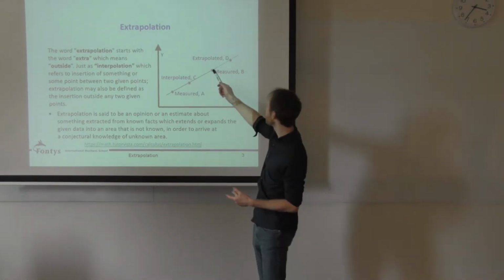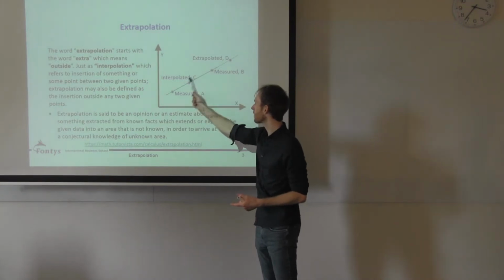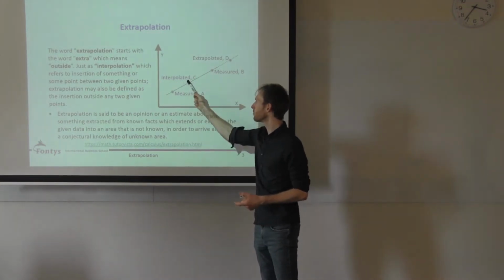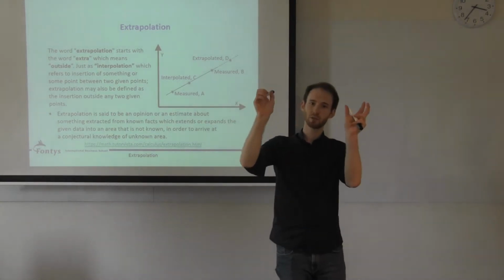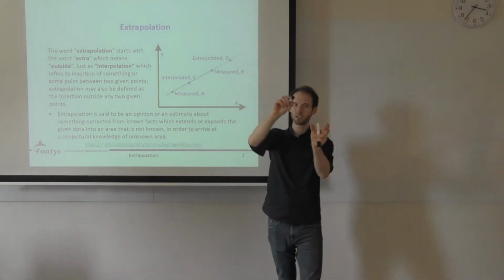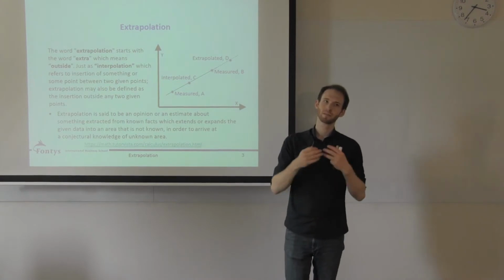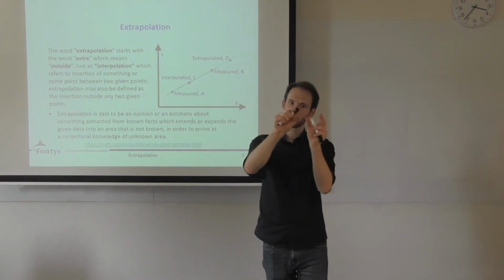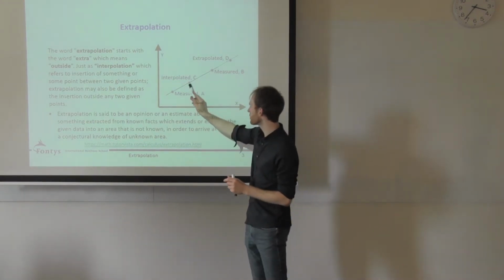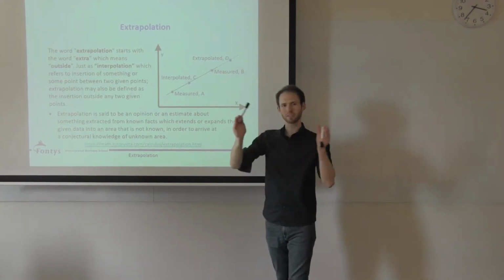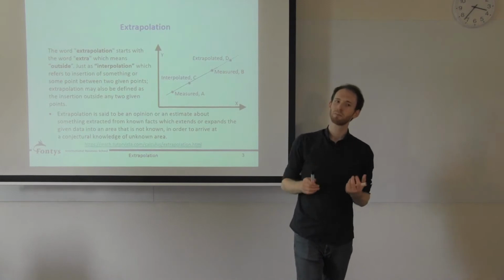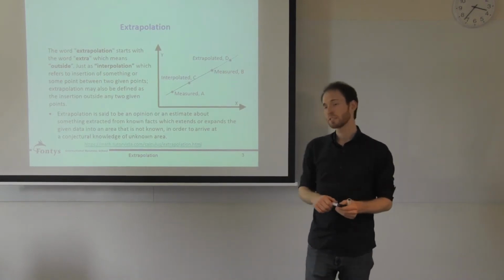If you want to measure a point between A and B, like C, it would be interpolated, because we take two measured points and try to find out what a certain point in between those two points is, and that's called interpolation. But if you want to find out what D is, so outside of the scope of our measurement, it would be called extrapolation. That's basically what we want to do.